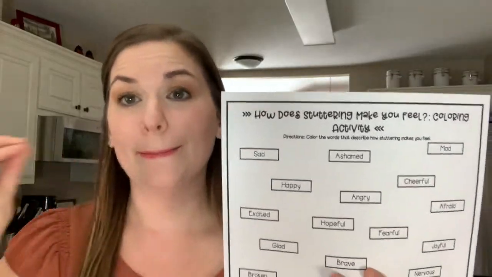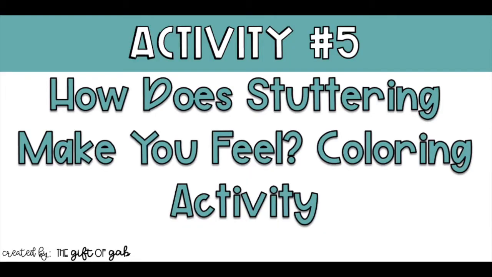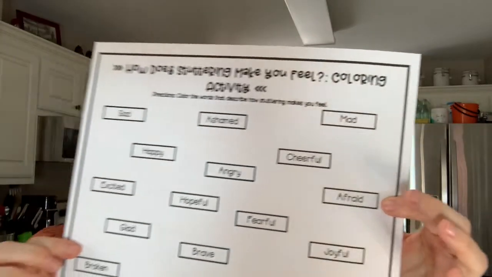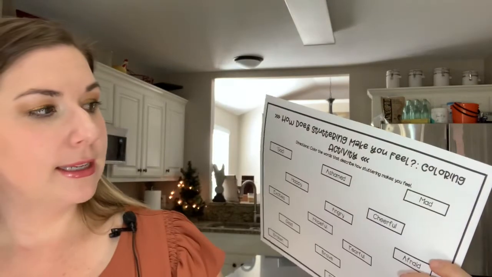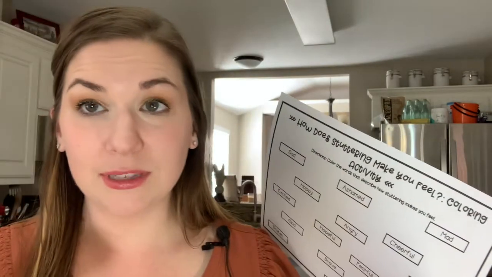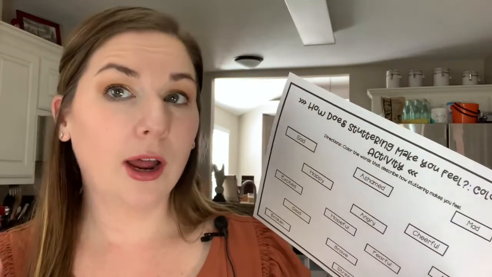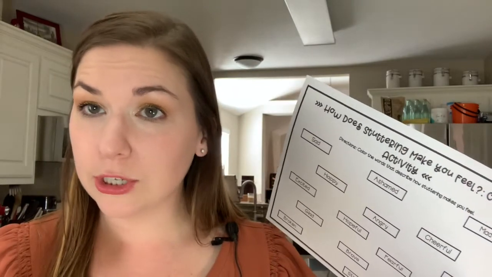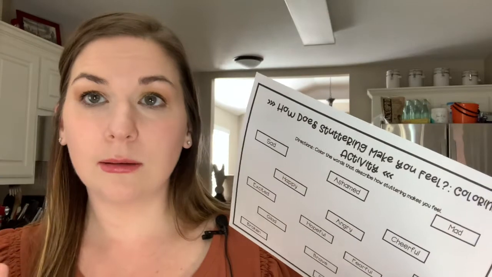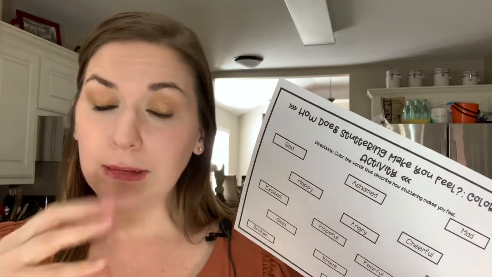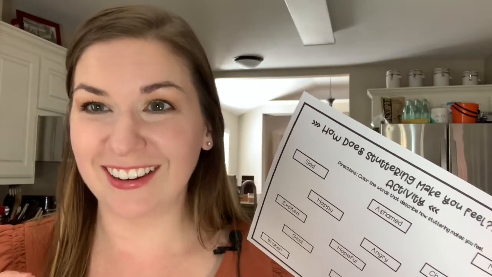Okay, moving on. Activity number 5. This is a little coloring page, and it is how does stuttering make you feel? So what the student is going to do is, again, we're not making them say the words out loud. We're not talking about it overtly just yet, just dipping our toe in the water to get them used to the idea of feelings, something we're going to be talking about in here.